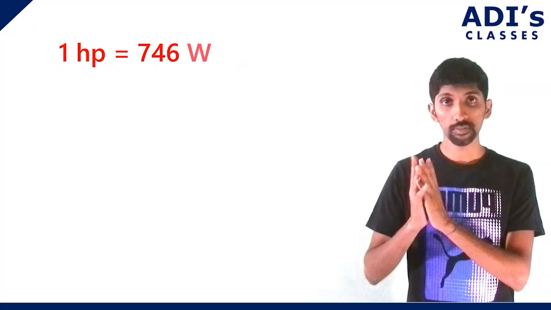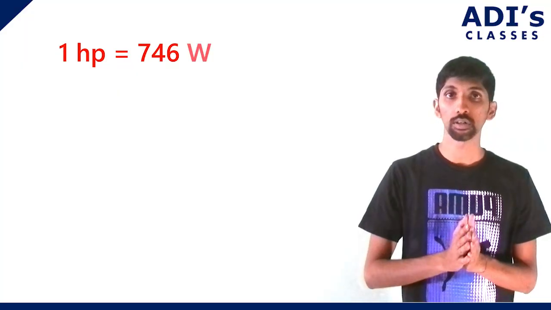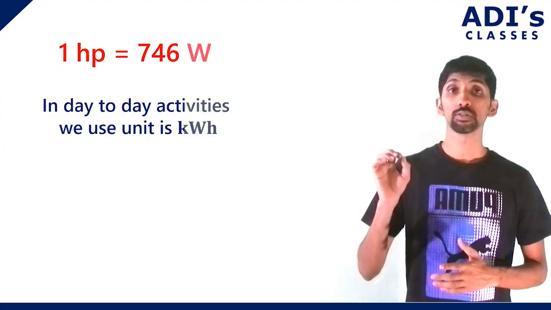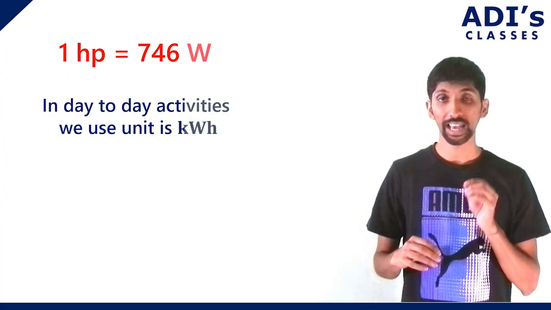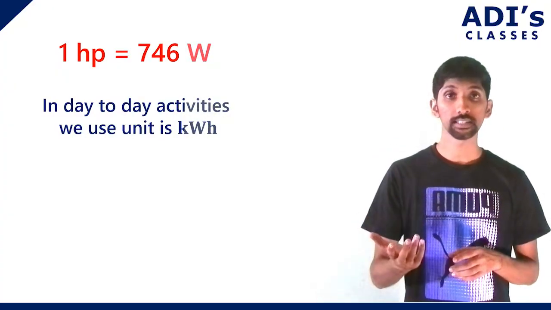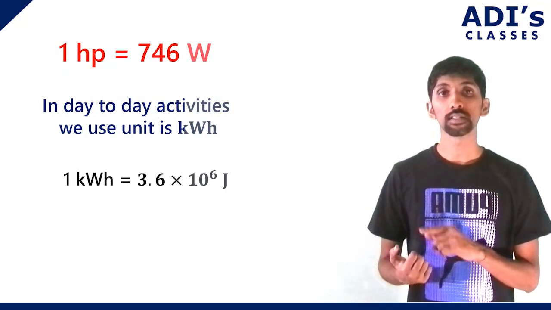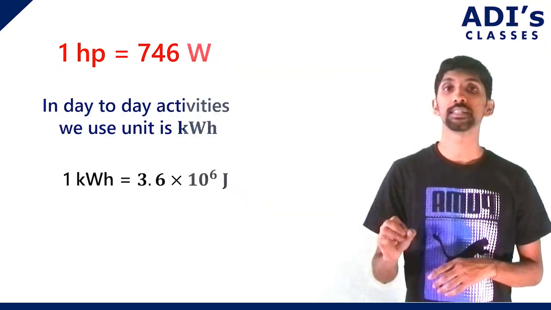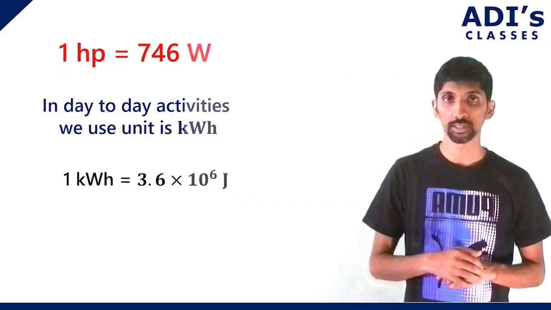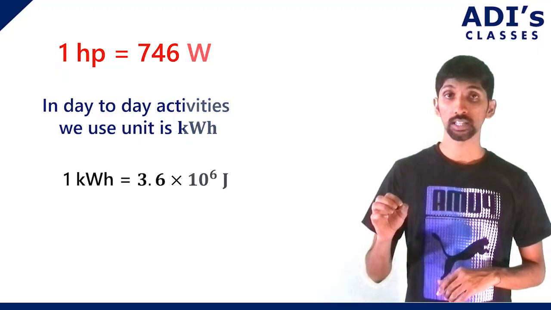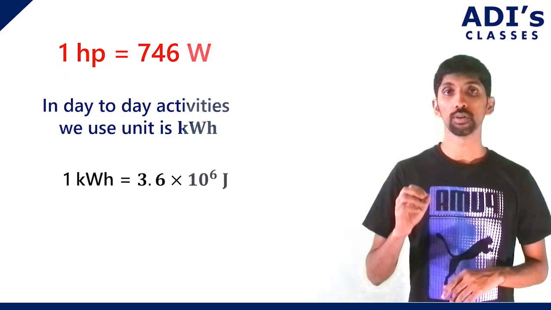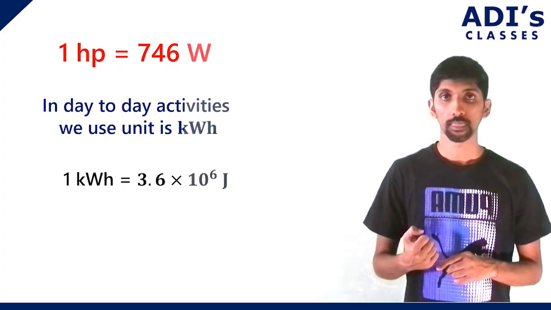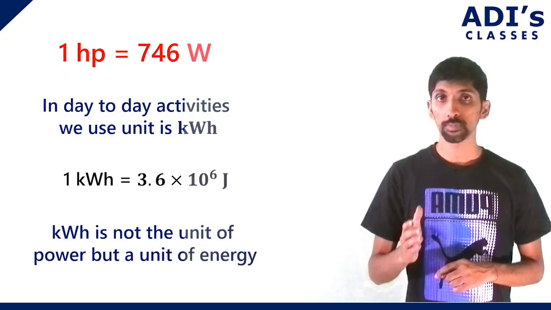Now apart from horsepower and watt, in day-to-day life activities we use kilowatt hour, especially for electrical energy. If you look at the electricity bill, they have units in terms of kilowatt hour. 1 kilowatt hour is 3.6 into 10 to the power of 6 joules of energy. That's the energy you actually use to run some machine, let's say a 100-watt bulb, for about 10 hours. That's 3.6 into 10 to the power of 6 joules.